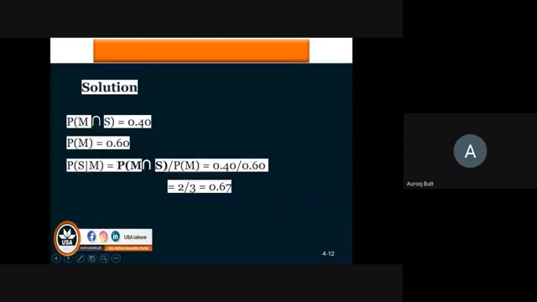So the ratio of both of these events is equal to 0.67. So this is the probability of S given M. That means students who are studying science given that the students who are studying mathematics as well is equal to 67%.